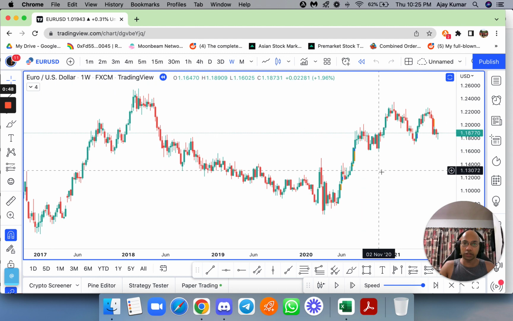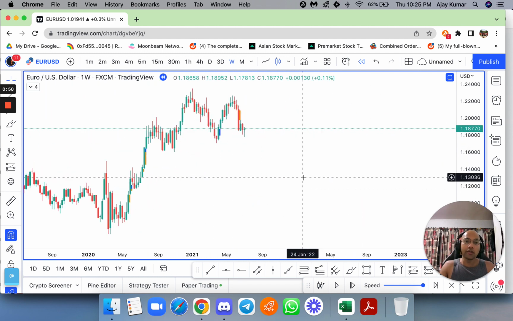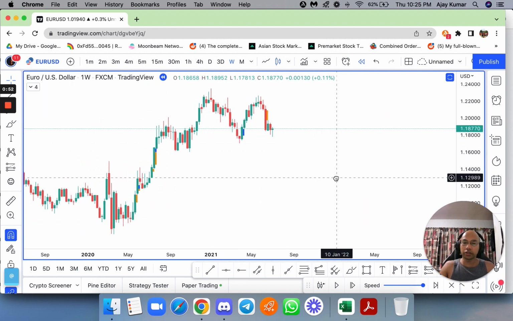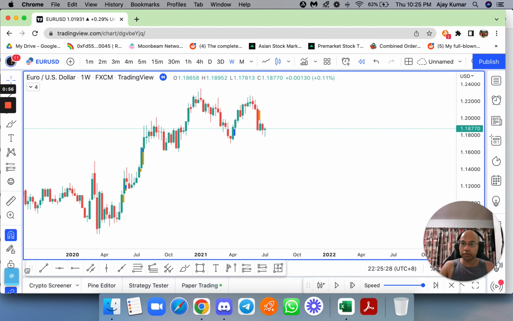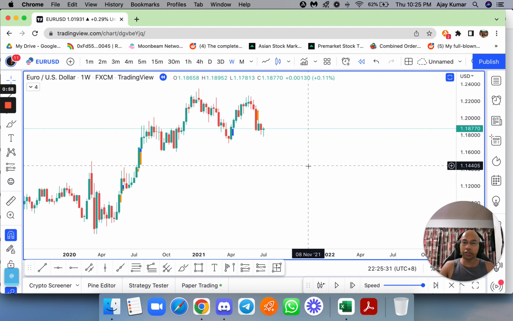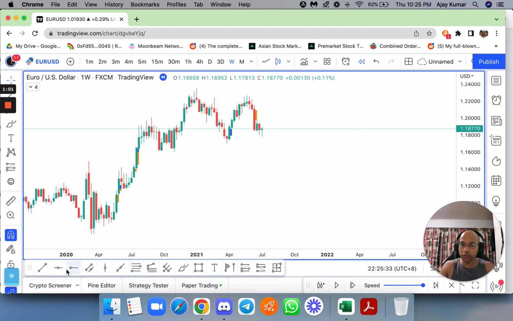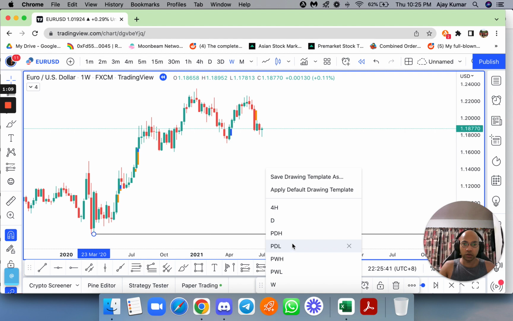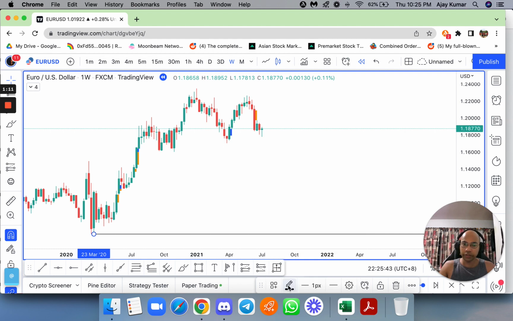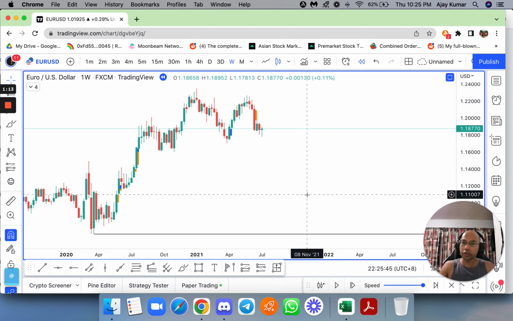Let me begin. Let's start with the weekly chart first. Okay. So as usual, we are going to mark out the pivots, order blocks, and fair value gaps.